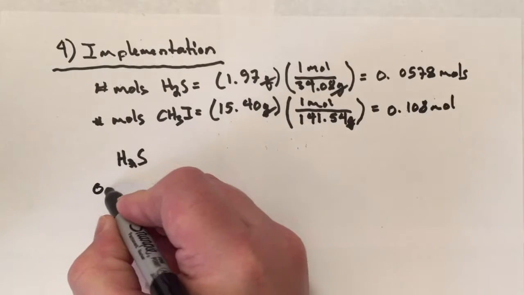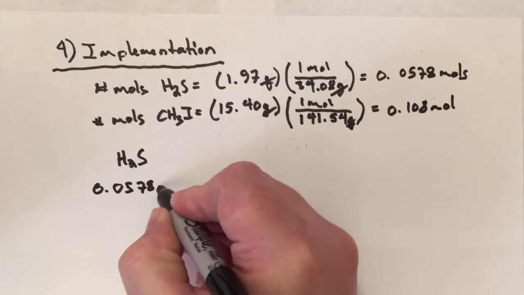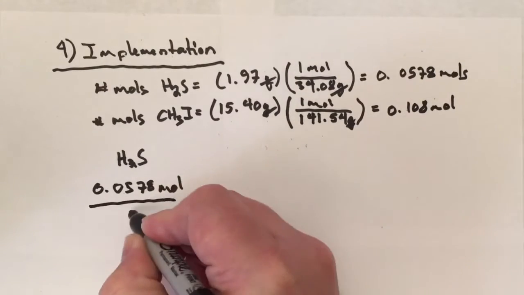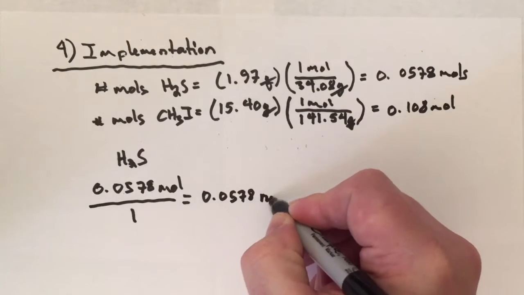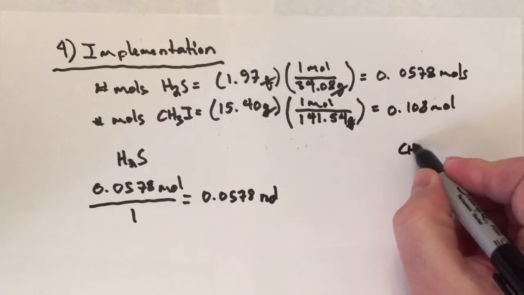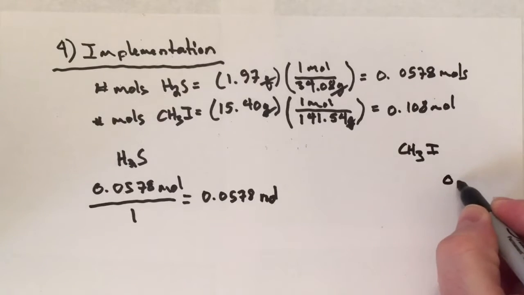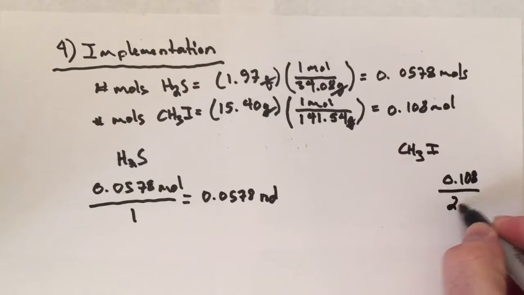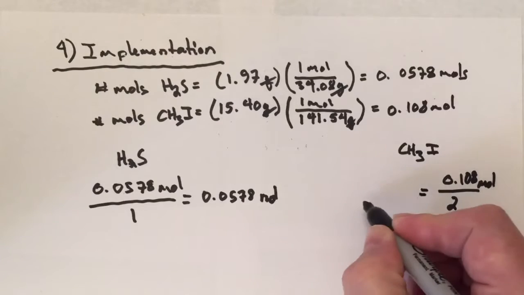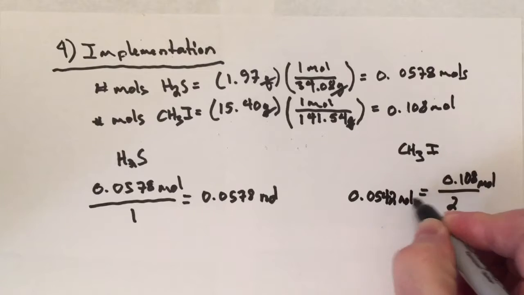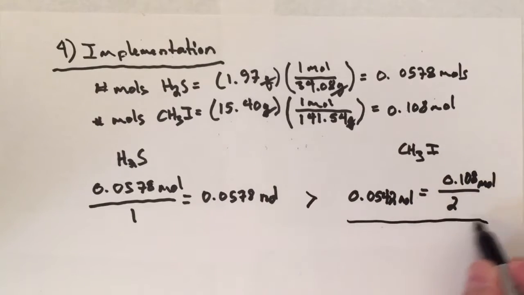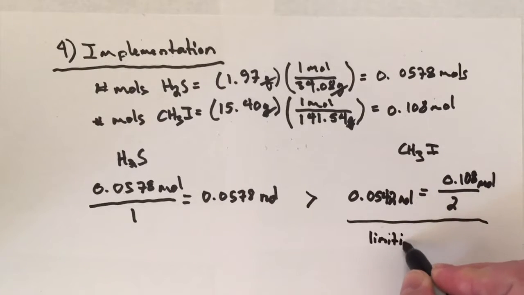H2S, determining its reduced molar amount, number of moles we have divided by 1, which is just 0.0578 moles. Methyl iodide, number of moles we have divided by 2, that equals 0.0542 moles. H2S is more, which means that methyl iodide is our limiting reagent.